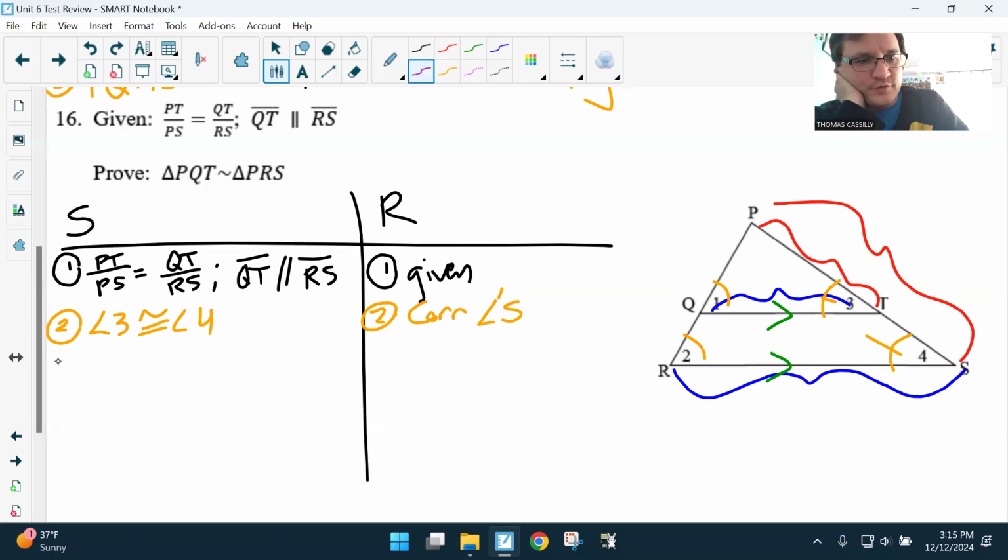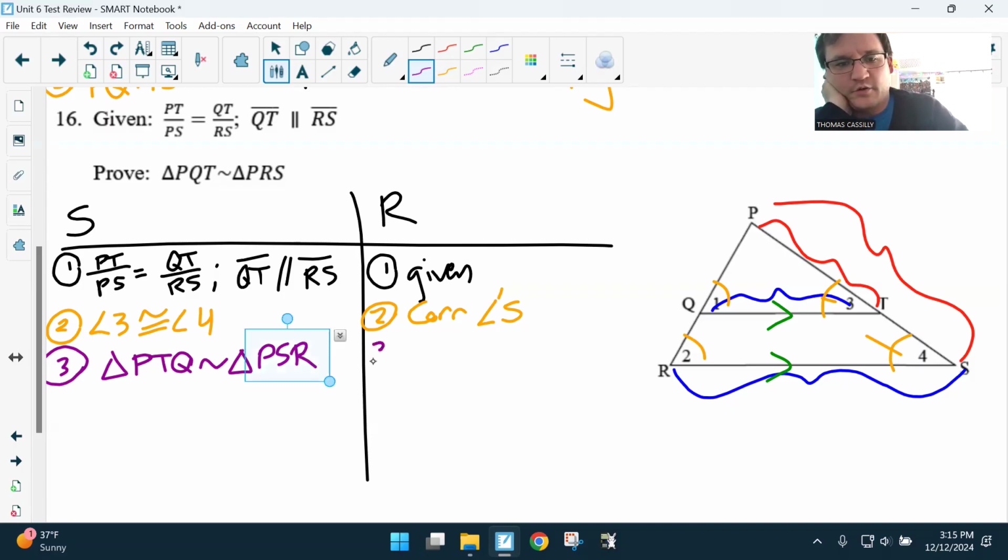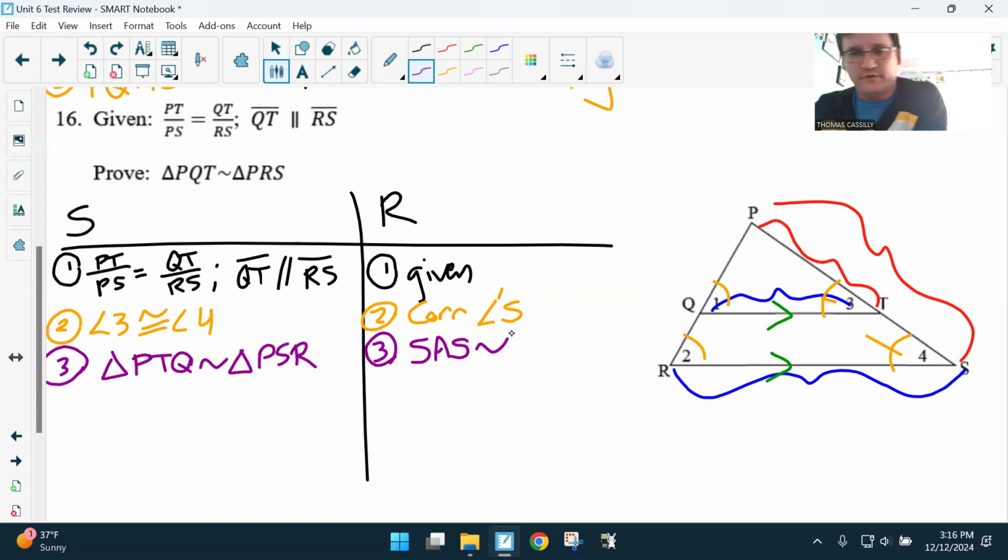All right, now on step 3, we can conclude that the triangles are similar. So I'm going to say triangle, let's go clockwise, P, T, Q is similar. Remember, it's similar, not congruent, but similar. It is similar to triangle P, S, R. All right. And how do I know that? Well, on this particular problem, we are using the side angle side similarity theorem. All right. And hey, that one's done. We don't have to go any further.